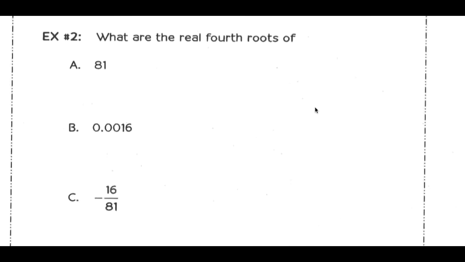Now we want the real fourth roots. Here's the key. The word real is in here, okay? So try each of these and see what you come up with.